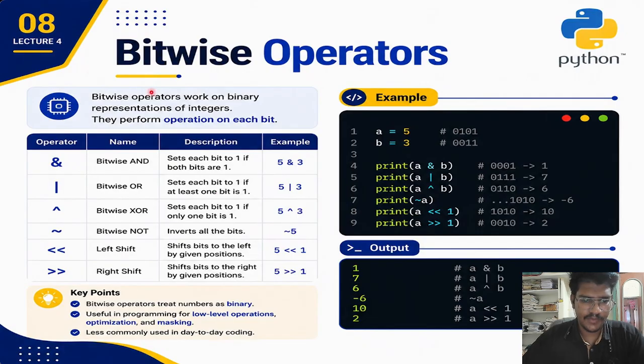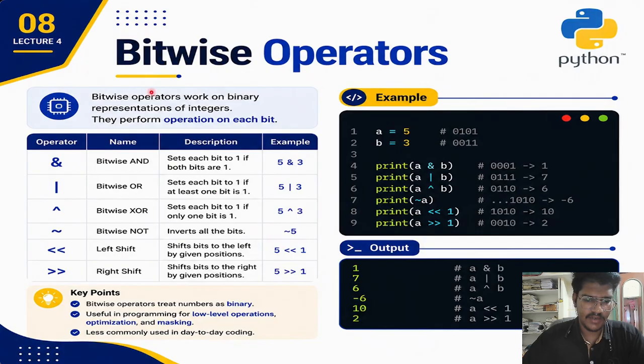It is the exclusive OR, also known as XOR, whatever you can say. Now the bitwise NOT inverts all the bits in a number, which effectively makes it negative in Python due to two's complement representation. The next is left shift. It shifts all bits to the left by the specified number of positions. This effectively multiplies the number by 2 for each shift.